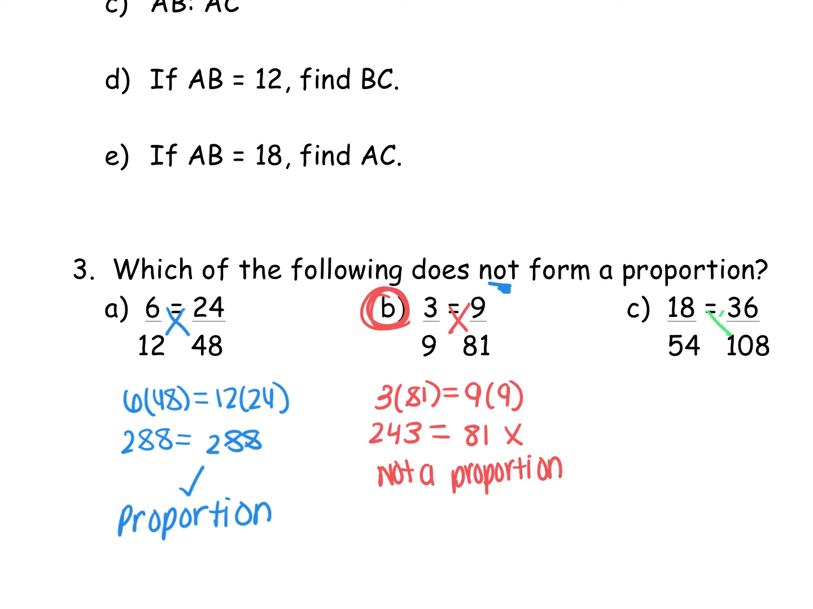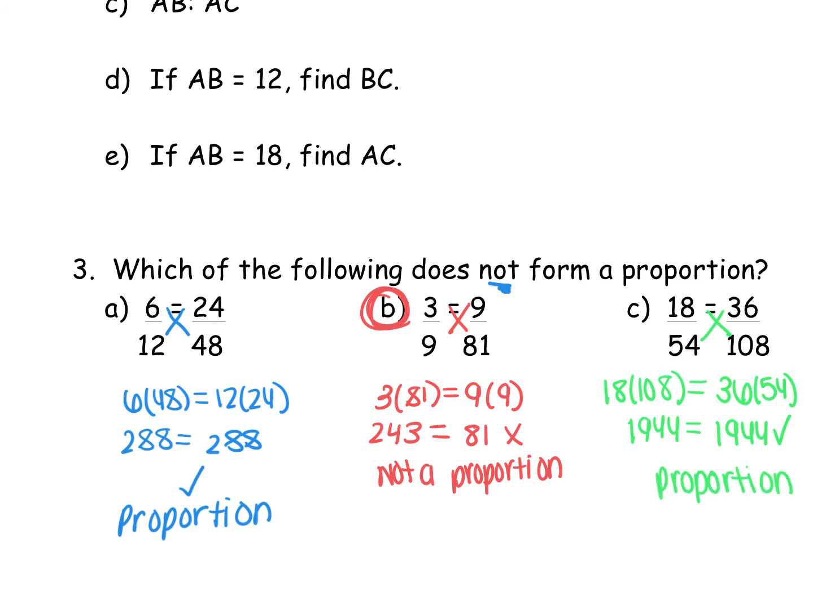Now, while we're here, let's just check C anyways. Cross multiply 18 times 108 and then 36 times 54. 18 times 108 is 1,944. 36 times 54 is 1,944. So that is a proportion. So your answer there would be B. Again, if you need to pause this to write down any work, you could go ahead and do so now.